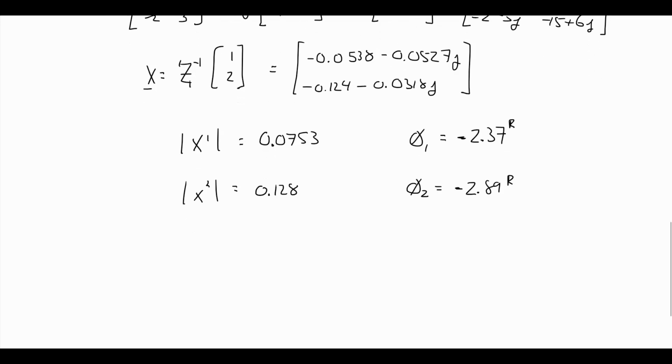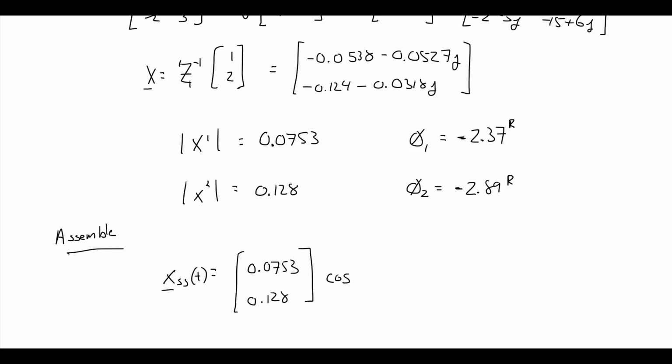I don't need initial conditions here because I'm only looking at the steady state solution, so I'm skipping that initial condition step, it will only affect the transients. So this means that my x steady state of t is going to be, now I can express this in matrix or vector form here, 0.753, 0.128 cosine of 3t, they both have that same frequency, plus, and now the phases, that is going to be different for the first degree of freedom versus the second.